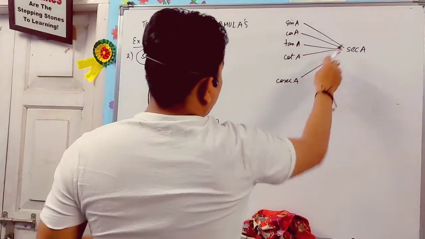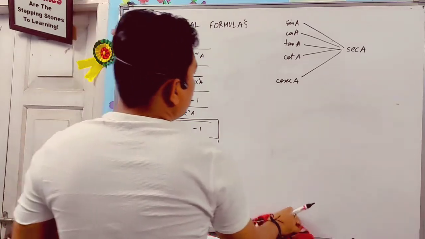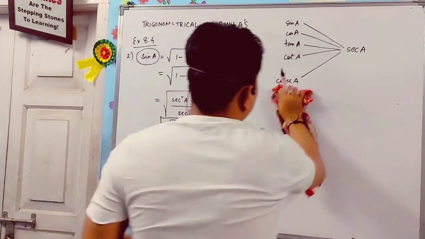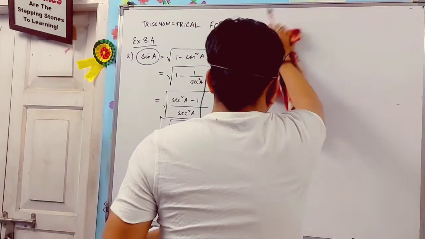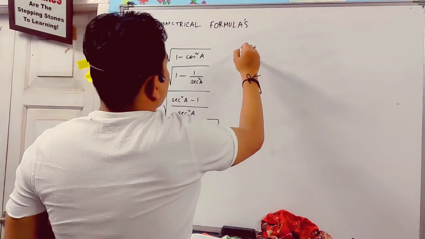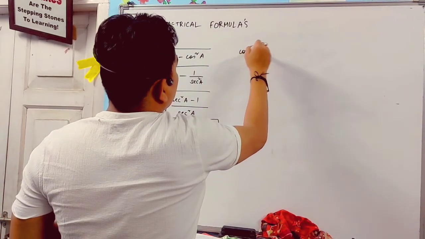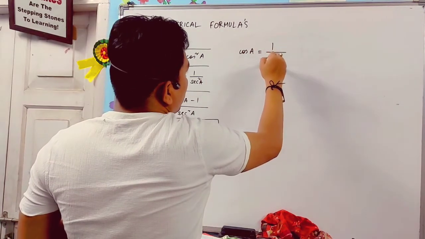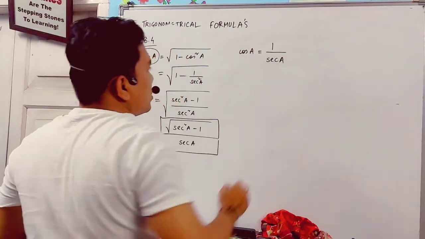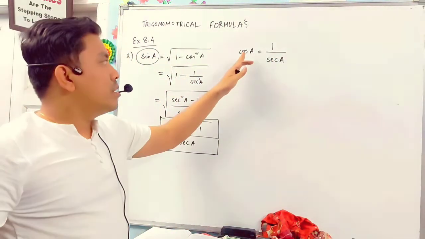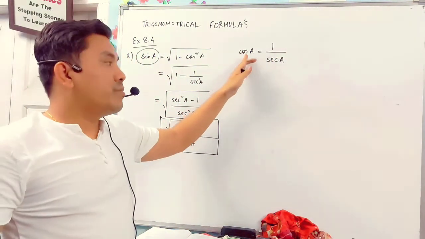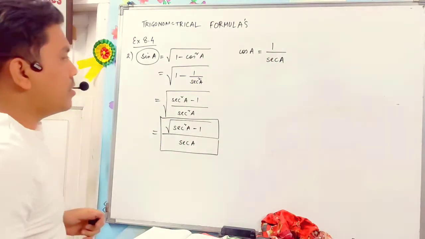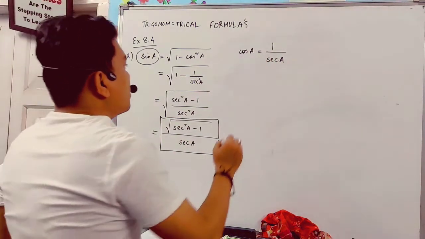From cos we have to convert to sec. Let us do it here. From cos A we have to convert to sec. Cos A can be written as 1 by sec A, or not? It is very easy. So from the trigonometrical ratio cos A we have converted to sec A. Alright. Now see the next one, tan A.